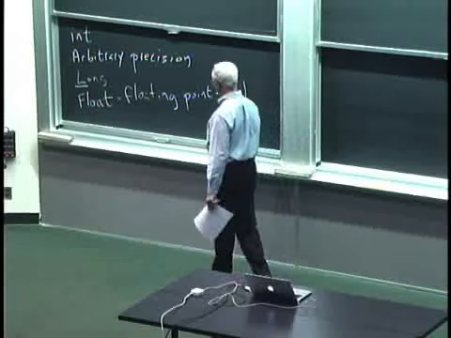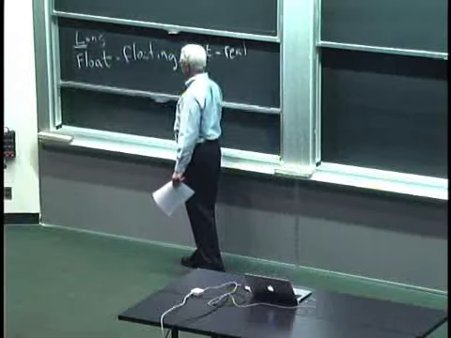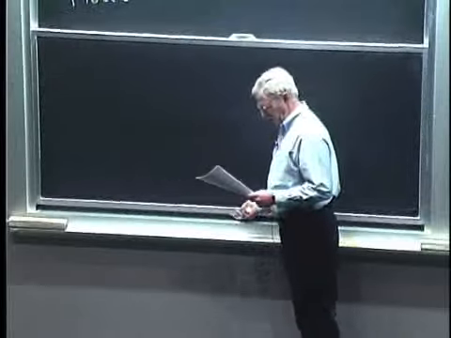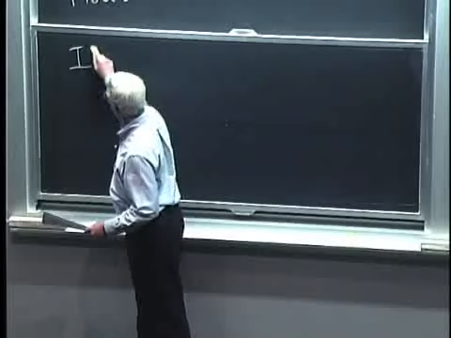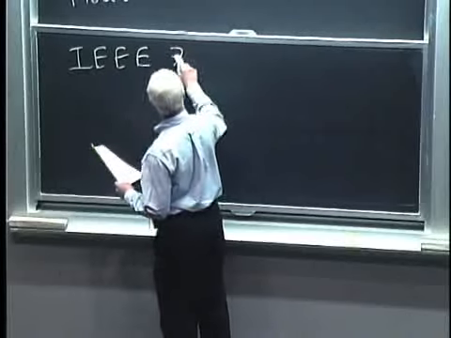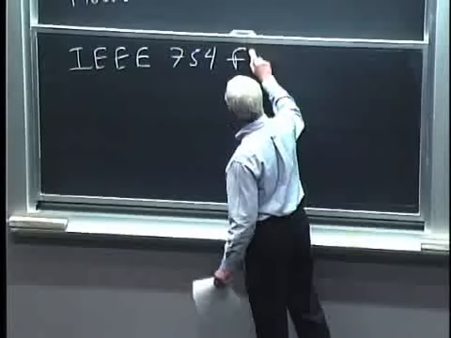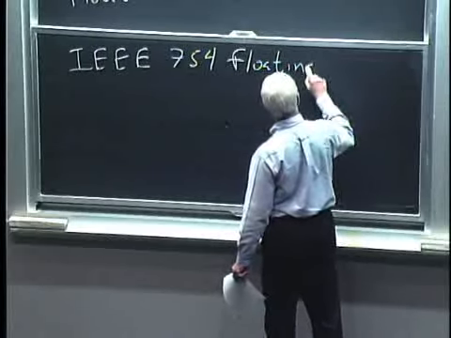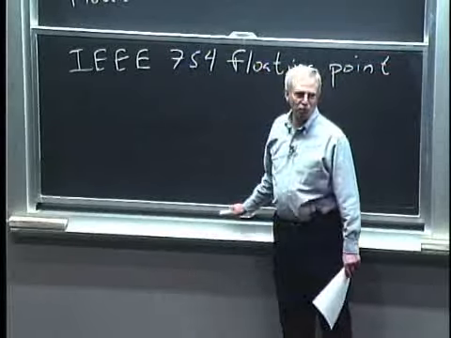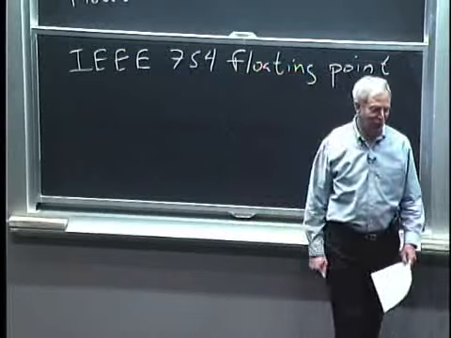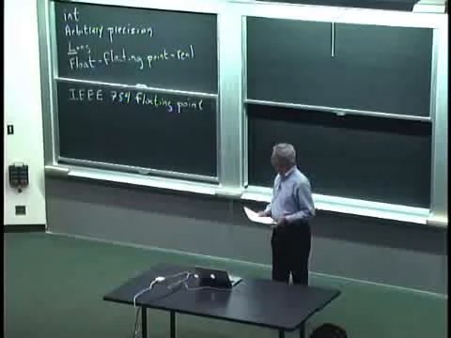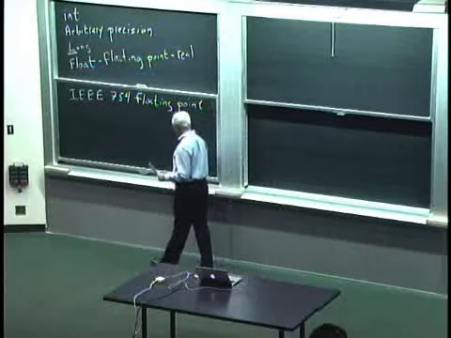Python, like almost every modern programming language, represents numbers using the IEEE floating point standard. And it's IEEE 754. Never again will you have to remember that it's 754. I promise not to ask you that question on a quiz. But that's what they do. This is a variant of scientific notation.